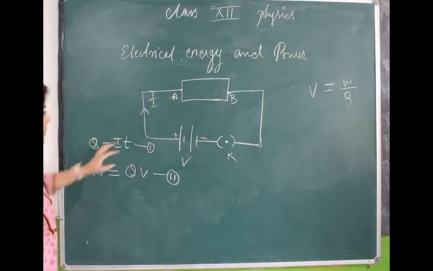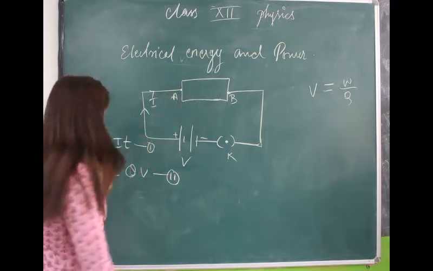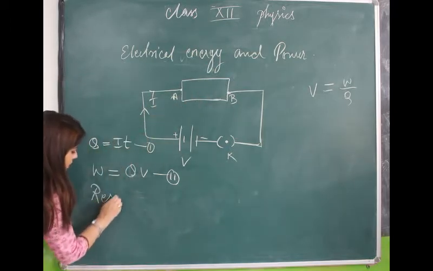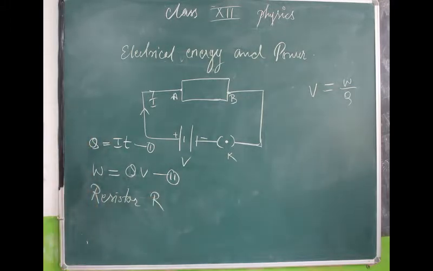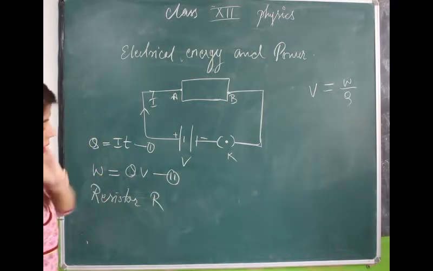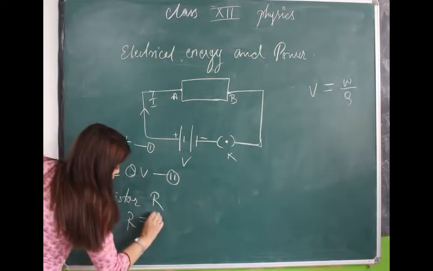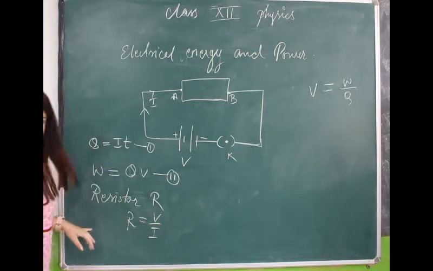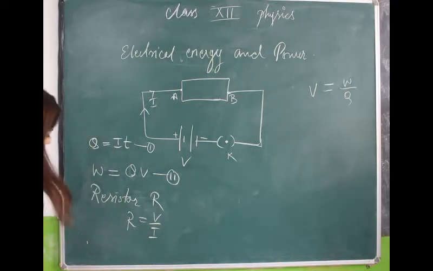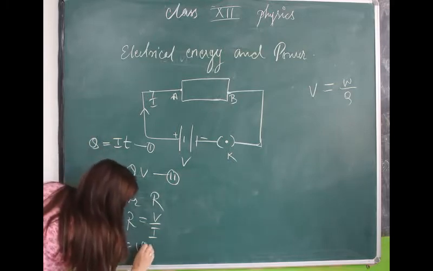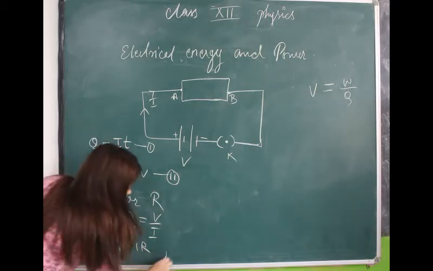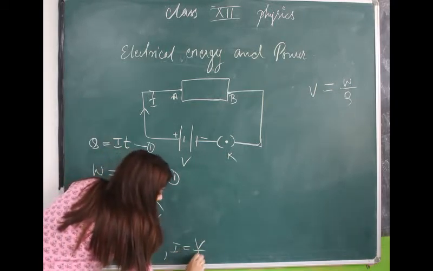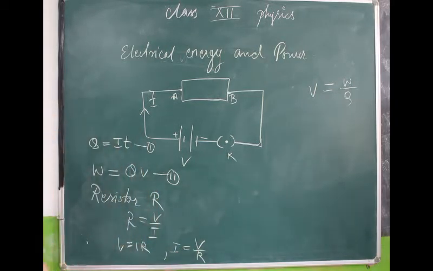Now, if this box over here is a resistor, which has a resistance R, so we know that R is equal to V by I. From the same equation, V is equal to IR. Also, I is equal to V by R.